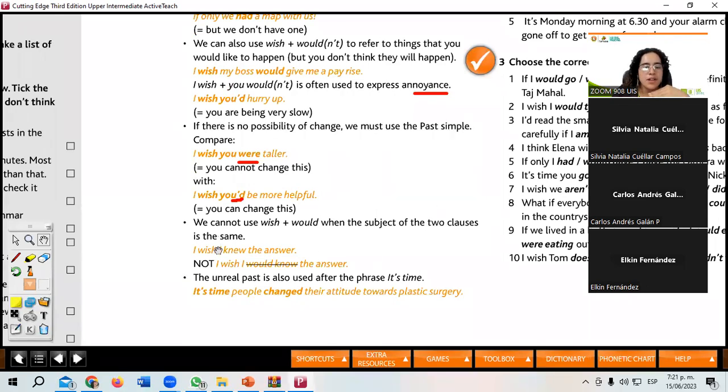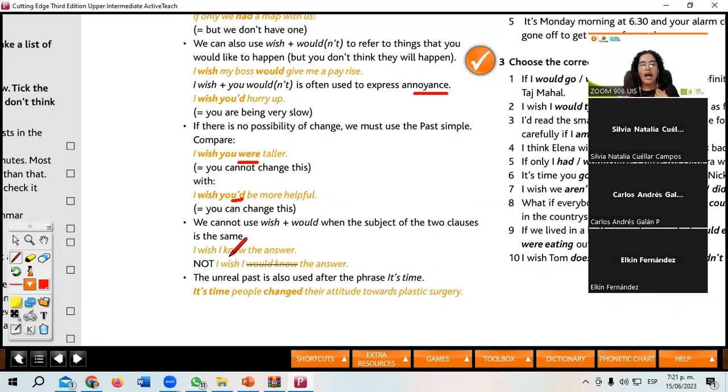Next, the final part here. We cannot use wish plus would when the subject is the same. Entonces vamos a analizarlo. Yo puedo decir, I wish I knew the answer. Ojalá yo supiera la respuesta. I wish I knew the answer. No puedo decir, I wish I would know the answer. Esto sería incorrecto, ¿ok? No, porque yo ya sé que esto no va a cambiar.